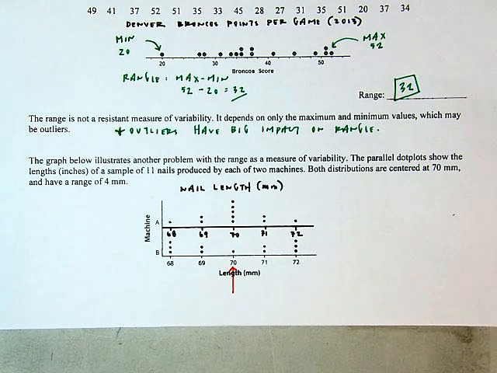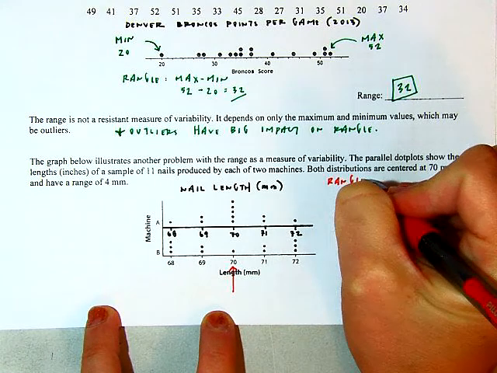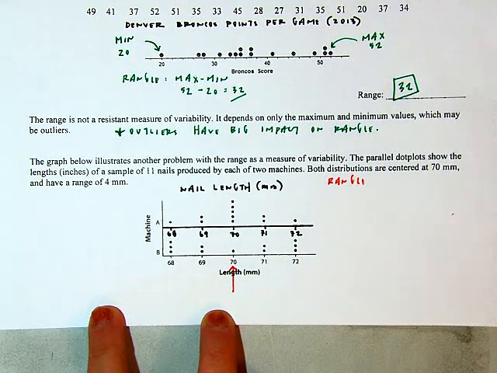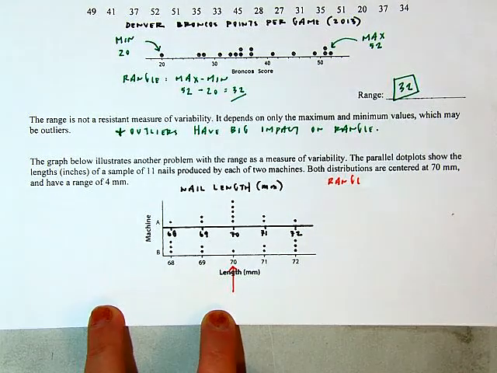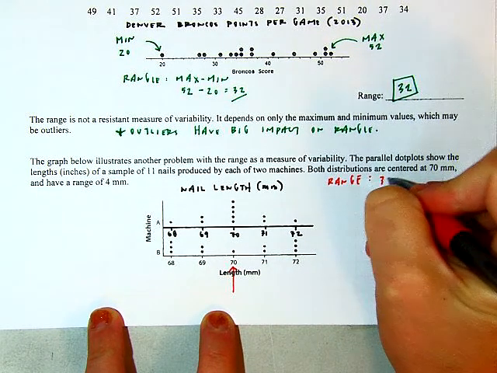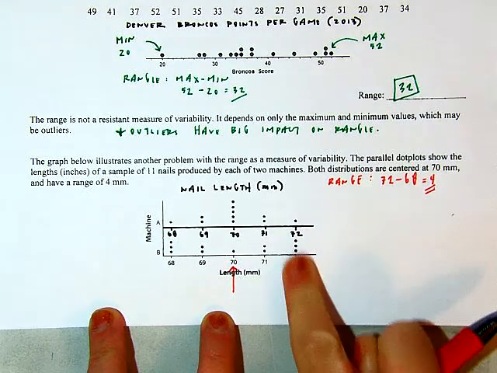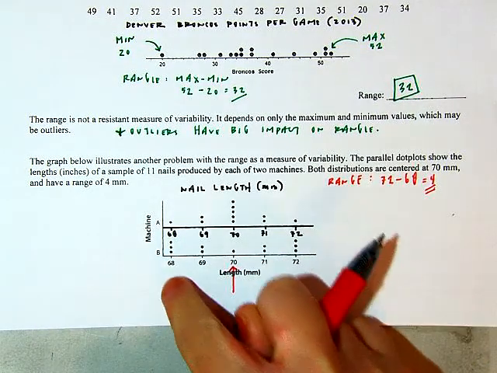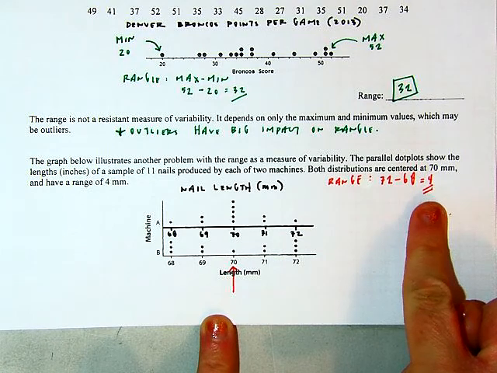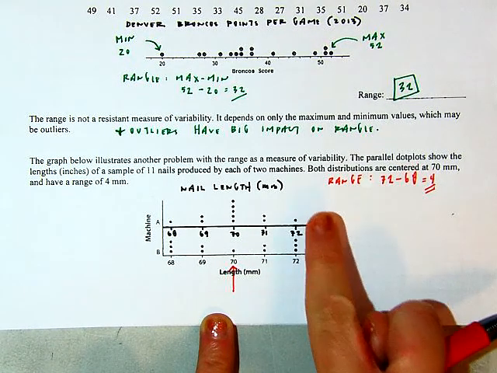Let's see, and then they both have a range of 4. So the range is the same as well. So where they're getting that range from, let me just point that out. The range is the same. So again, they're looking at max minus min. So range would be 72, take away 68, and that's why we're getting that figure of 4, right? They both have a high of 72 and a low of 68, so the range is 4 for both of them.